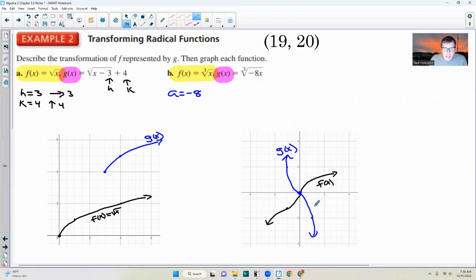So that is a reflection over the x-axis and a vertical stretch of 8, or it's a horizontal shrink of 1/8, either way you look at it. Okay, it's inside, so I should say a horizontal shrink by the reciprocal of 8, which is 1/8.